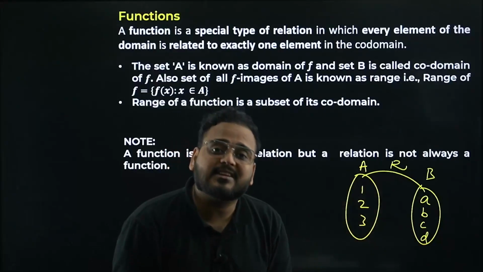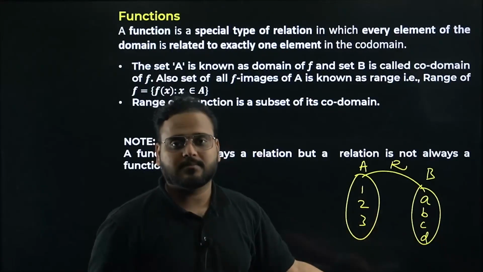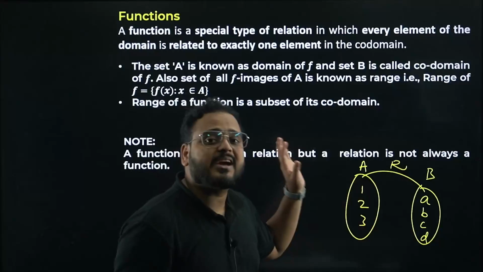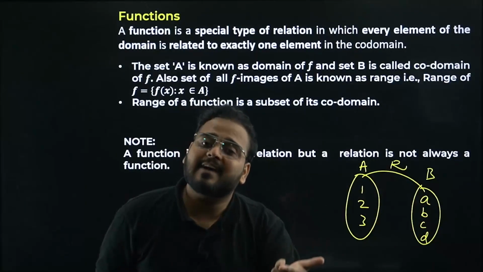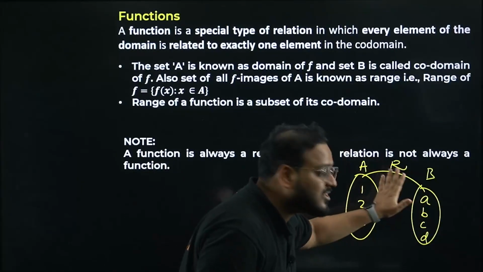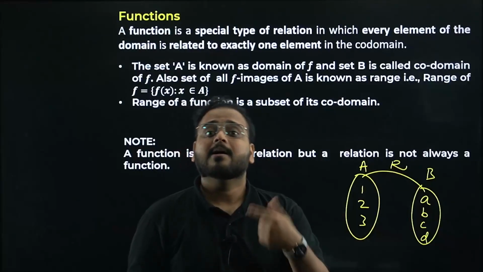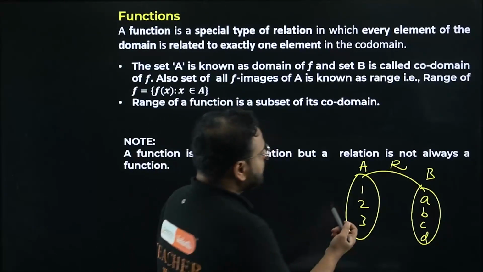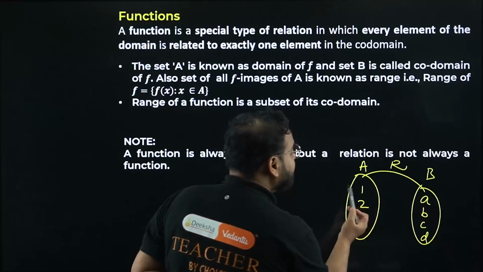Now we are trying to identify whether the relation given to us is a function or not. First of all, the relation is given from the set A to B. Now we are trying to identify whether the given relation R is a function or not. How do we judge that? The judgment will be based upon whether you have unique mappings or not.